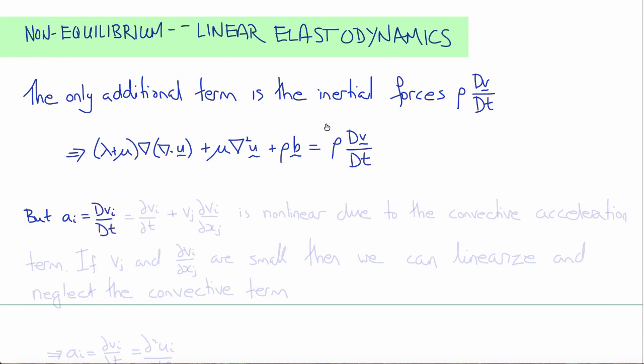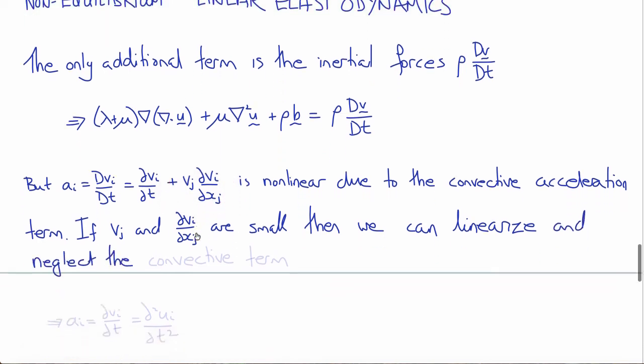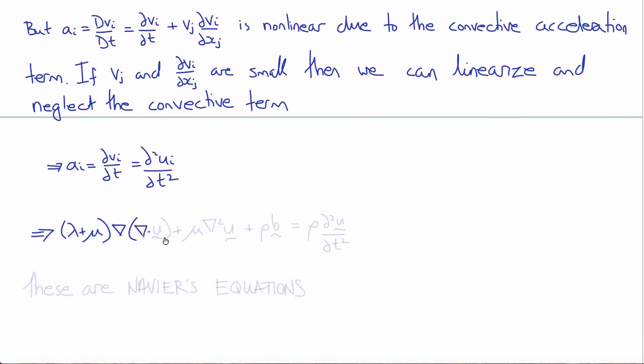But it's not quite this simple, because the accelerations a_i are the material derivatives of the velocity components, which is the partial derivative del v_i del t plus v_j del v_i del x_j. And this second term, this convective acceleration term, is non-linear. However, if v and its gradients are sufficiently small that their product becomes vanishingly small, then we can linearize by ignoring this term. And so in the linear limit, the acceleration simplifies to del v_i del t, and v is del u del t, so the acceleration is del 2 u_i del t squared, and the governing equations of linear elastodynamics are (lambda plus mu) times grad of div u, plus mu times the Laplacian of u, plus rho times b, equals rho times del 2 u del t squared.